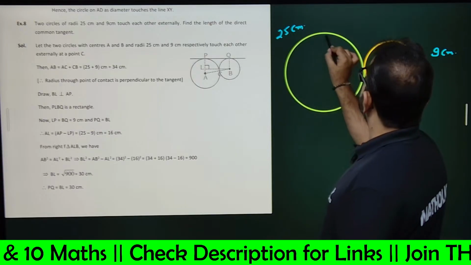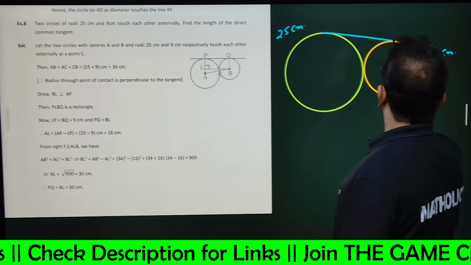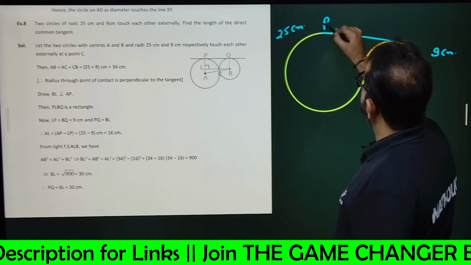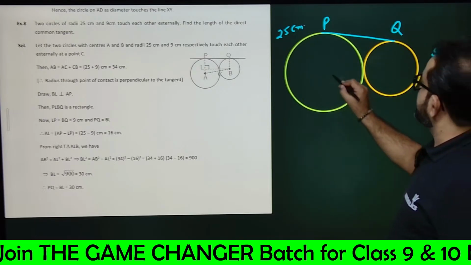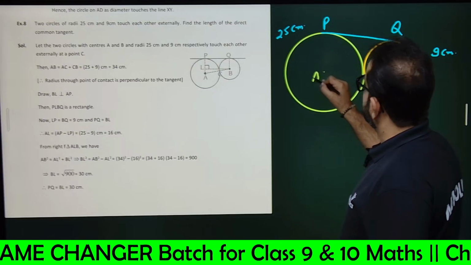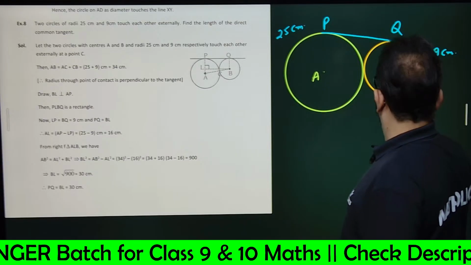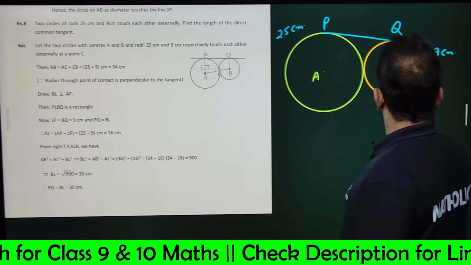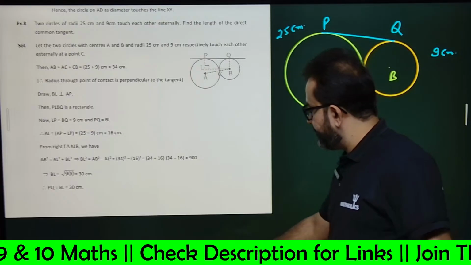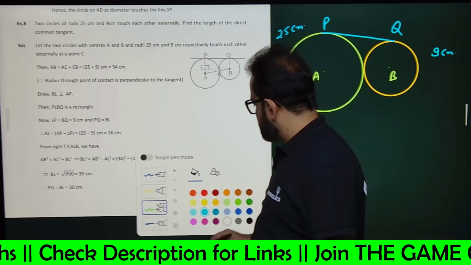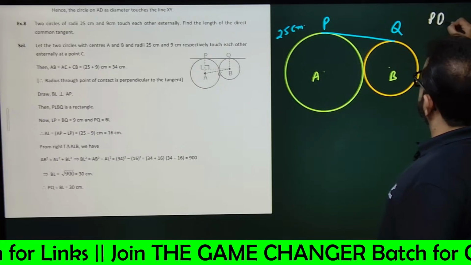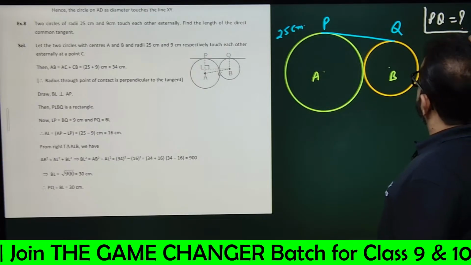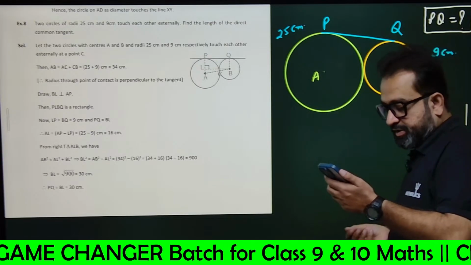What is the direct common tangent? This is the direct common tangent, that is PQ. You have to find the length of PQ, right? Obviously, centers must be given. This is center A. This is center B. Now we'll solve. You have to find this length PQ. PQ length we have to find out. Right. Now, how to do this?